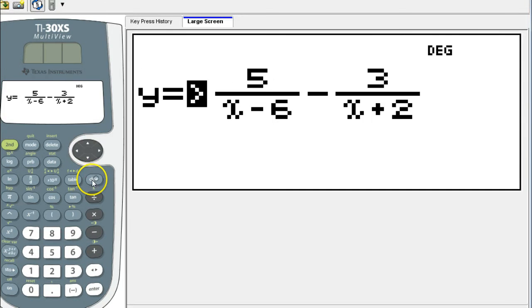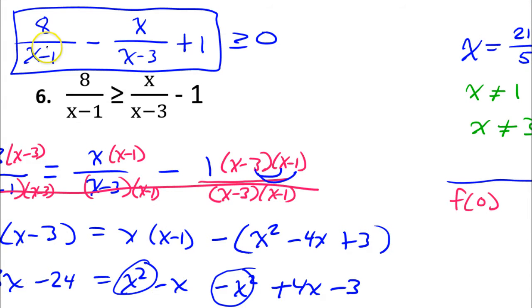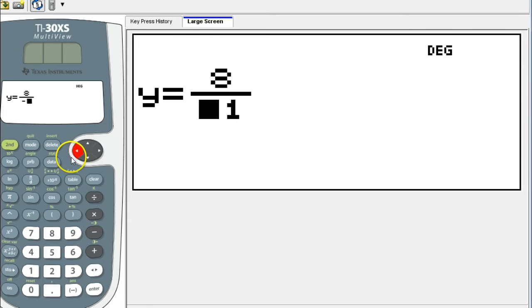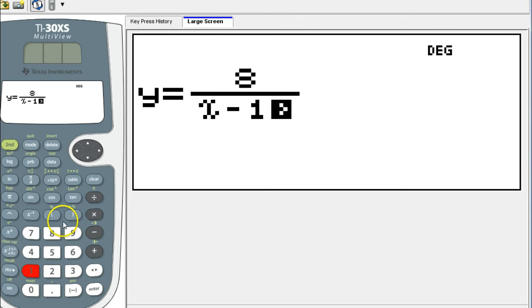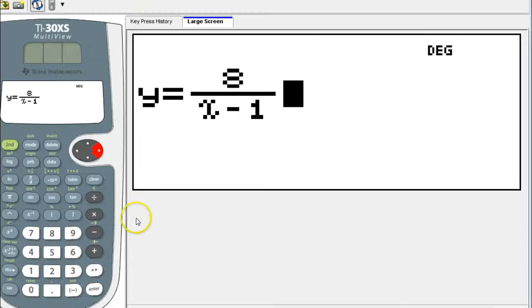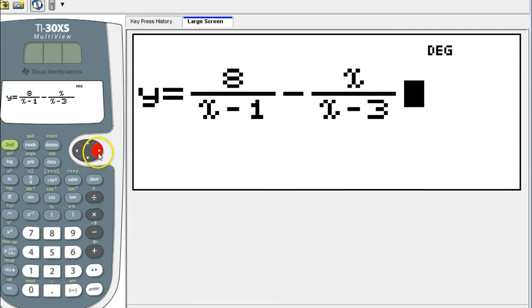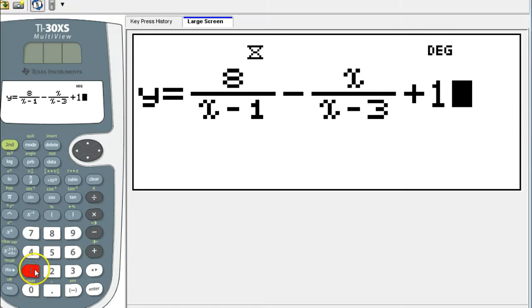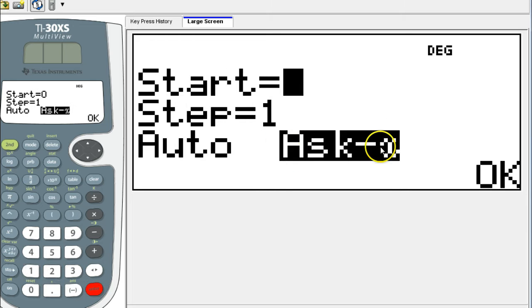I'm going to hit the table function. So that's 8 over x minus 1, minus x over x minus 3, and plus 1. Make sure your calculator is in Ask X mode.